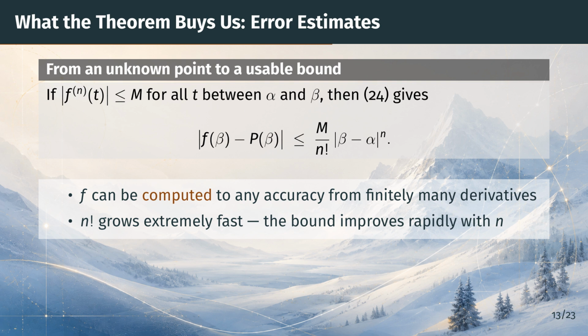As the first bullet says, we can compute values of a complicated function to any desired accuracy from finitely many derivatives at one point. This is essentially how tables of sines and exponentials were computed for centuries. And as the second bullet notes, the n factorial in the denominator grows extremely fast, so the bounds improve dramatically as n increases. Now, let's prove the theorem.